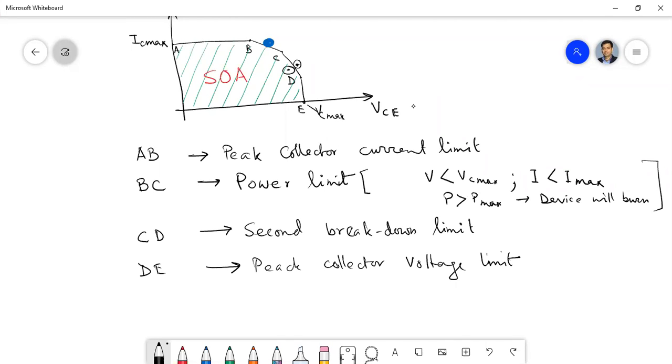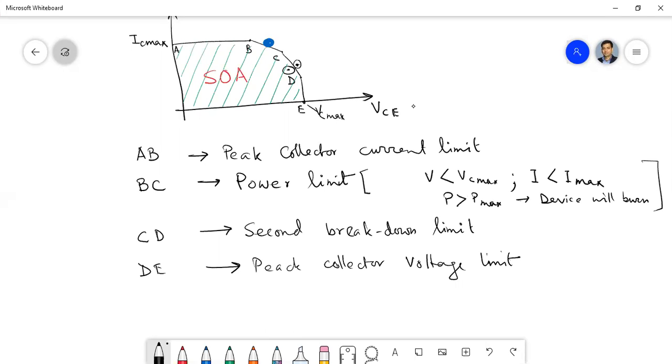Because both this BC and CD line is basically coming from the power consideration. One is basically the steady state power, and this is a transient power, you can say. But the AB and DC lines are the current limit and voltage limit. Is that clear?